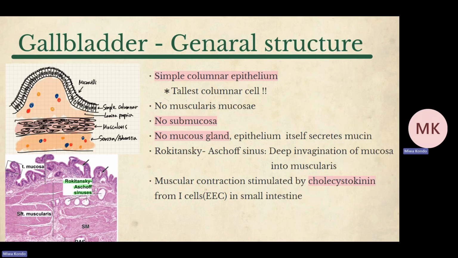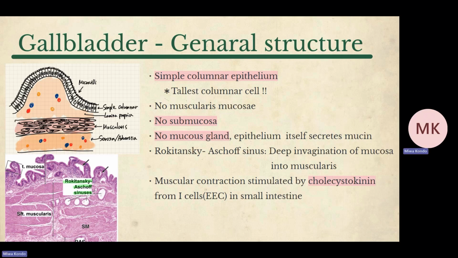This muscularis is important because it squeezes the gallbladder to empty it. Lastly, the outermost layer is the serosa for the peritoneal portion and the adventitia for the non-peritoneal portion. And one more thing. There are no mucus glands in the gallbladder because its epithelium can secrete mucin on its own.